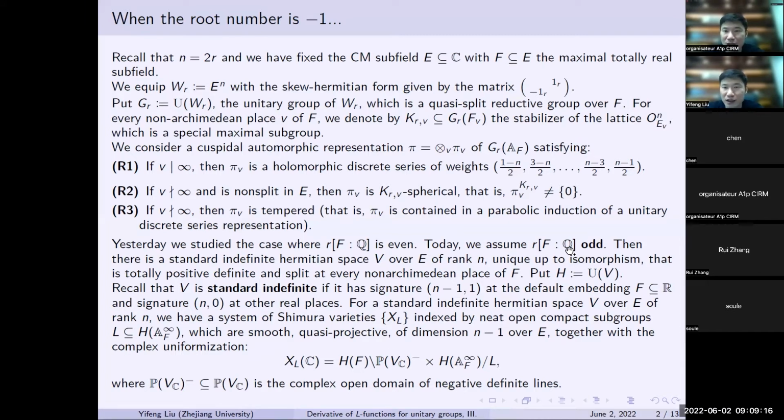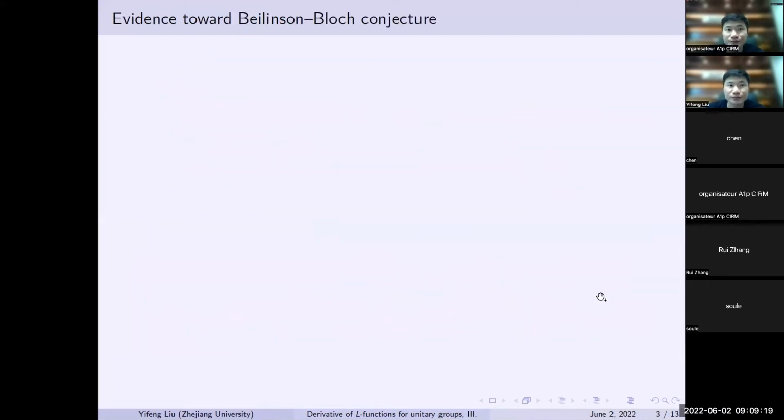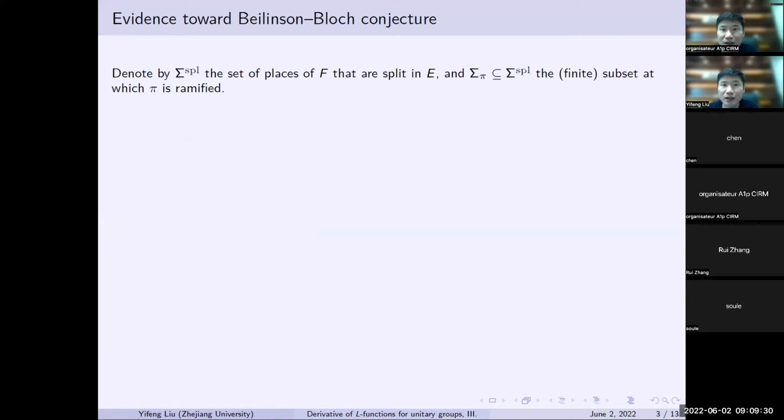So today we will go to the second story. Now we will state some recent results we obtained toward the Beilinson-Bloch conjecture for unitary Shimura varieties. We need to introduce a little bit more notation, which hasn't appeared yesterday. So first we denote by Σ_split the set of places of F that are split in E. And we denote by Σ_π, which is a subset of Σ_split, the finite subset at which pi is ramified.